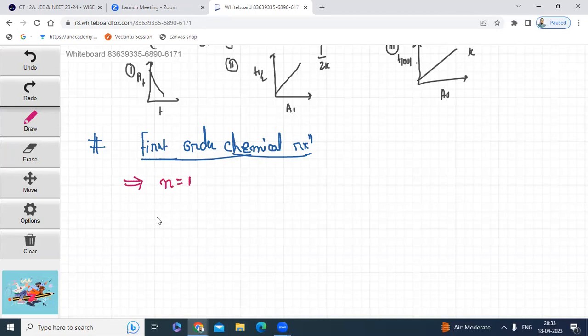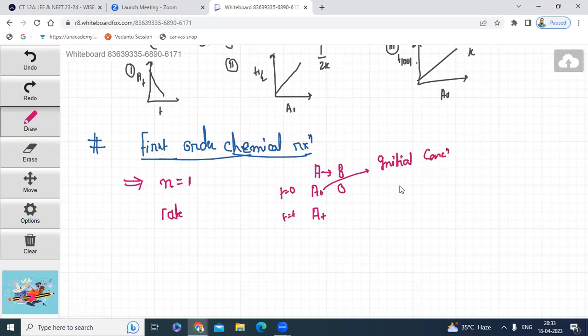If n value is equal to 1, suppose we are writing the rate value. The reaction is, suppose, A gives B. At time t is equal to 0, the value will be A naught, and this value will be 0. After the time t, this value will be At and this value will be x. A naught is the initial concentration. The meaning of At is that this is the final concentration value.